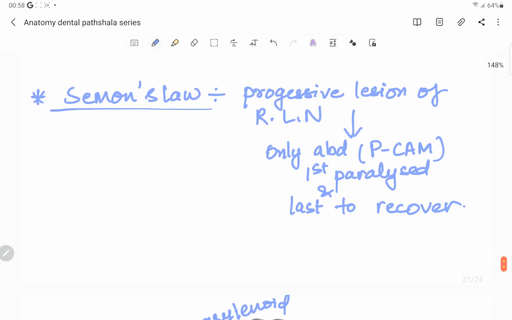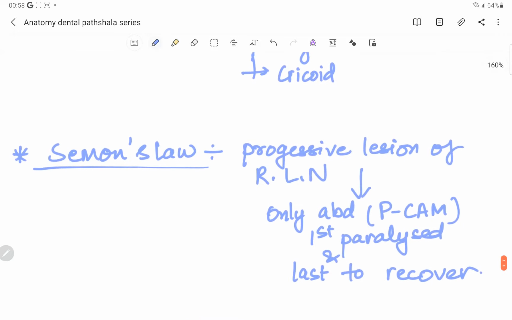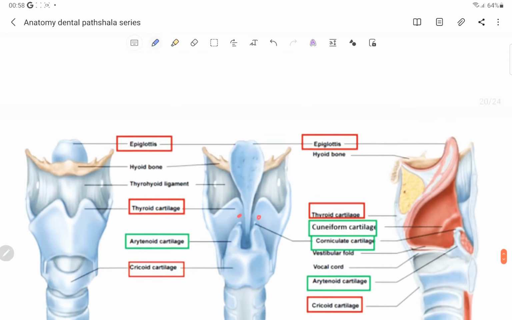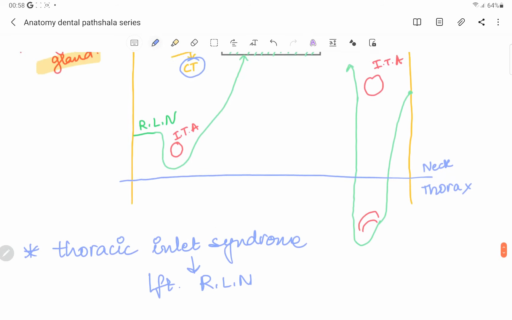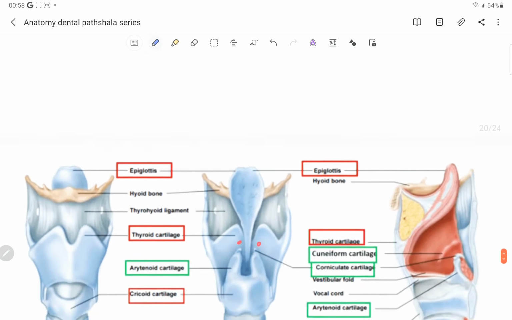This is when we are talking about progressive lesion of the recurrent laryngeal nerve. If we are saying the functional paralysis of the larynx, then ADD, adductors, are paralyzed. So guys, this is about the larynx. I hope that you have understood the cartilages of the larynx. Since the larynx is very difficult to understand, I've tried to make it easier for you via animations so that you can understand it better.